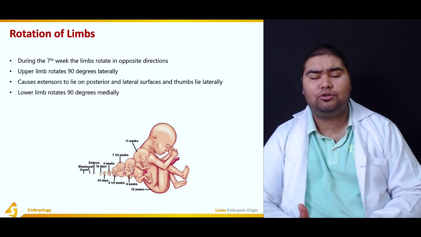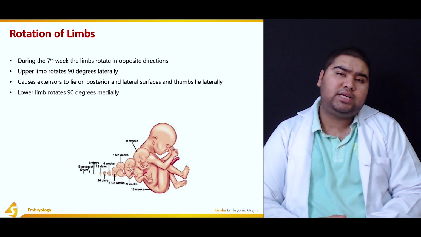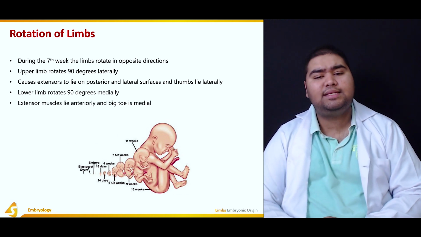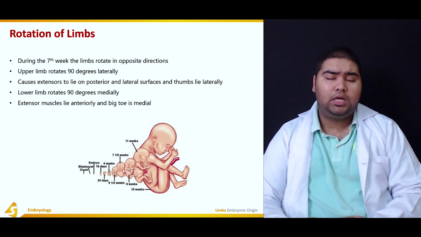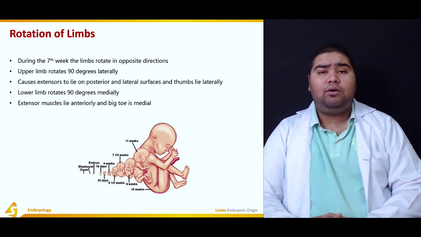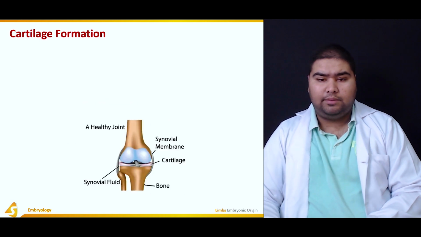So we have opposite rotation of the limbs. The upper limb rotated 90 degrees laterally. However, the lower limb rotated 90 degrees medially. The extensor muscles lie anteriorly and the big toe is medial. As is very obvious, the extensor muscles now are lying anteriorly and the big toe is lying medially.